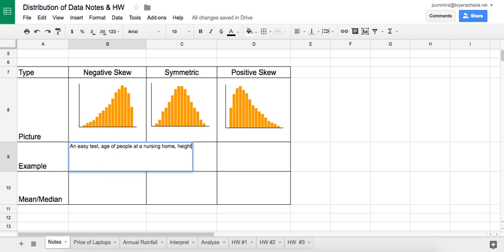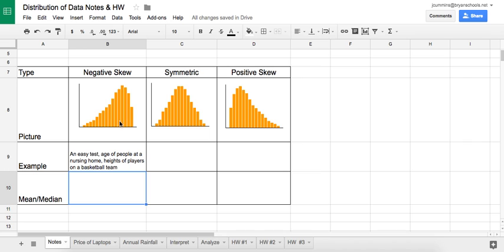Maybe the heights of players on a basketball team. Can't spell anything today. Okay, basketball team, lots of taller players, not so many shorter players.